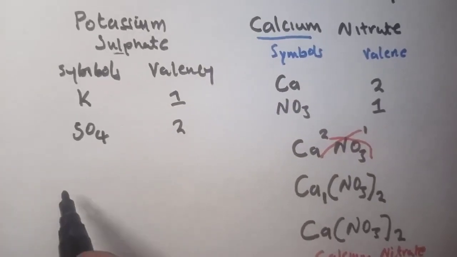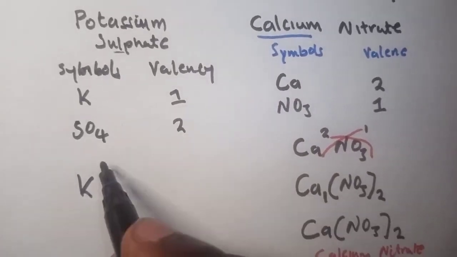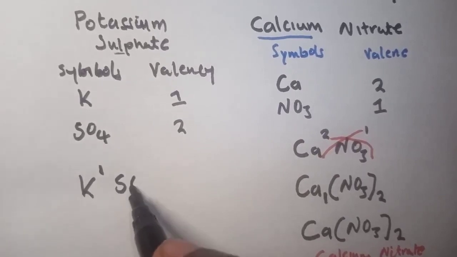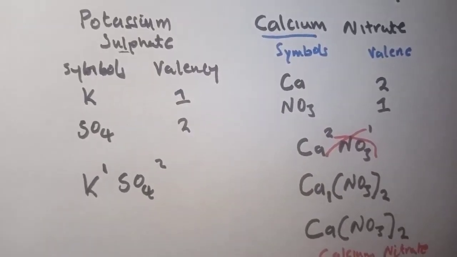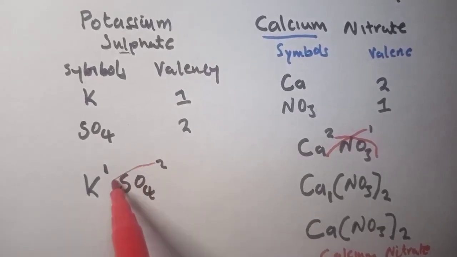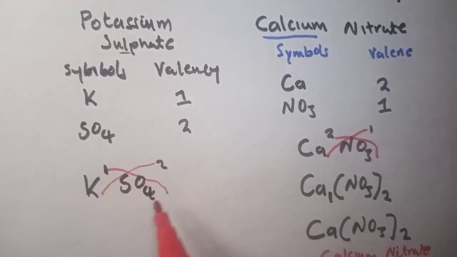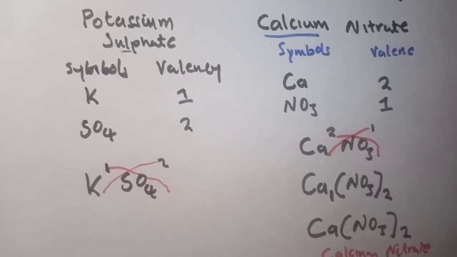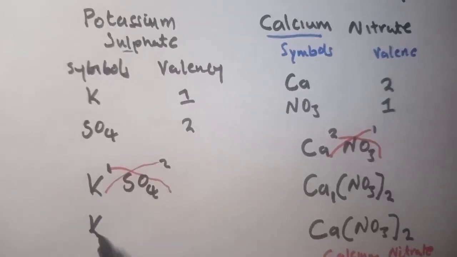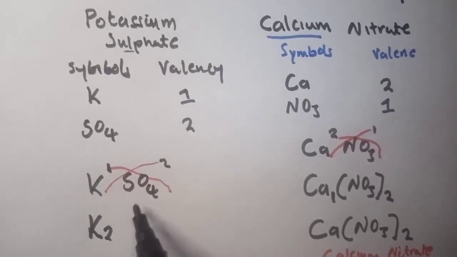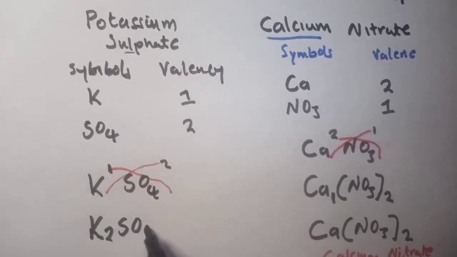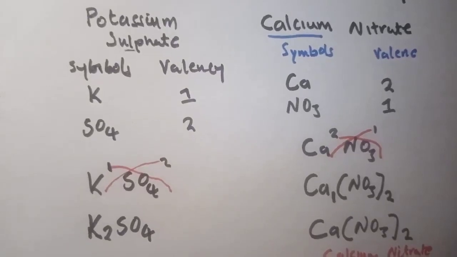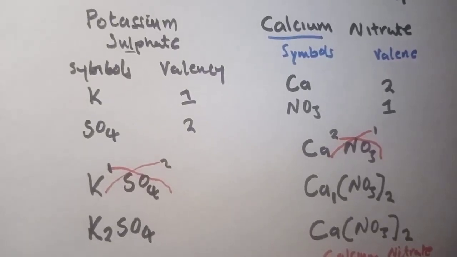Once you've done this, you can now write K with the 1, SO4 with the 2. Like I said, guys, the valences are not the same, so this one comes here, this one goes there. So what is happening? So K2, now if it's 1, you just ignore it, then you write SO4. This is potassium sulfate.